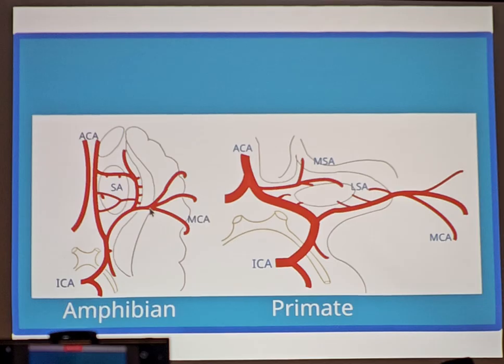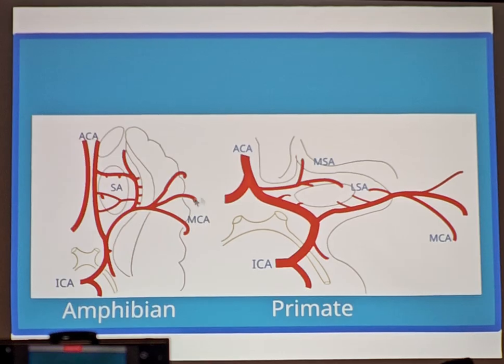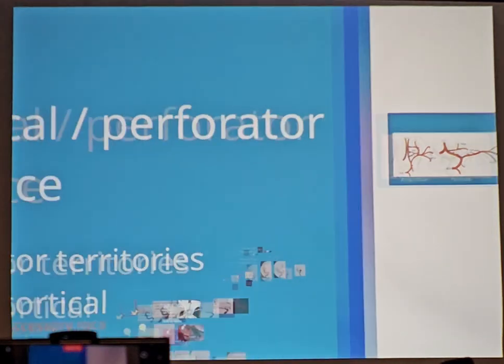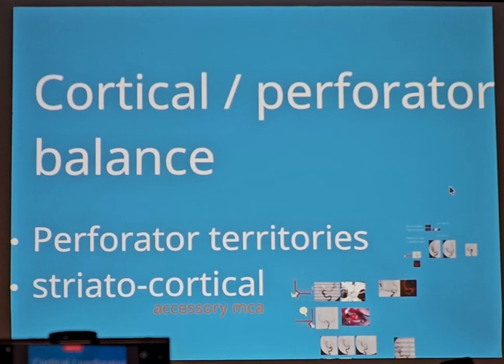The middle cerebral artery, as you know, really develops from the striate vessels. They're there long before the middle cerebral is there. In primates, the middle cerebral artery just becomes a much larger vessel because it has a big cortical area that it needs to supply. So I said there are other perforated territories, and let's just look at those first.